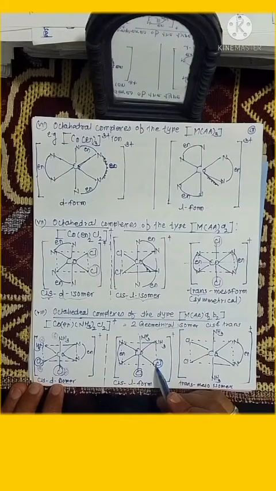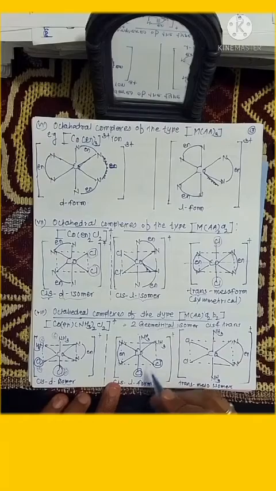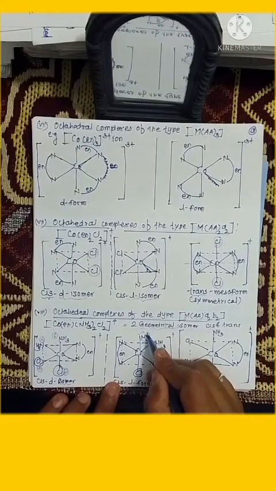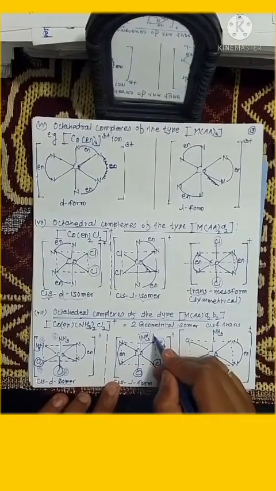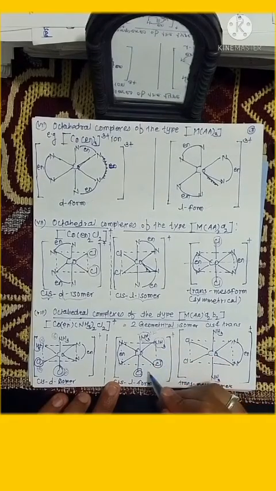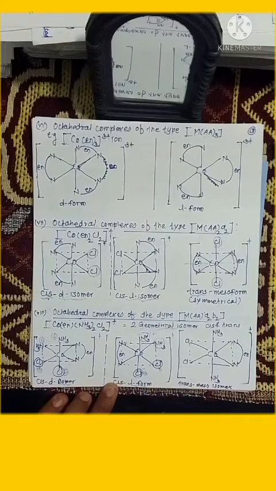So this isomer is also a cis isomer, because in this case the amine is present at 1 and 2 position and chloride is present at 3 and 4 position. That's why it is the cis geometrical isomer. It rotates plane polarized light towards the left hand side. That's why it is the L form.